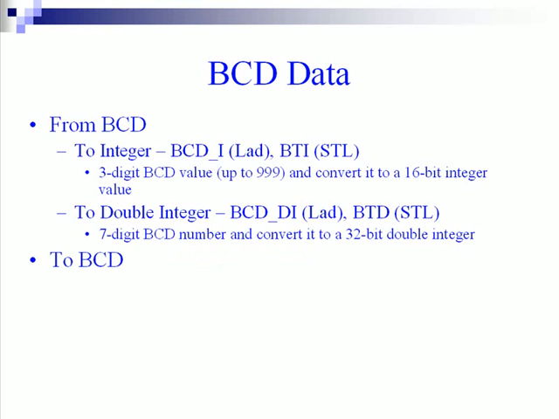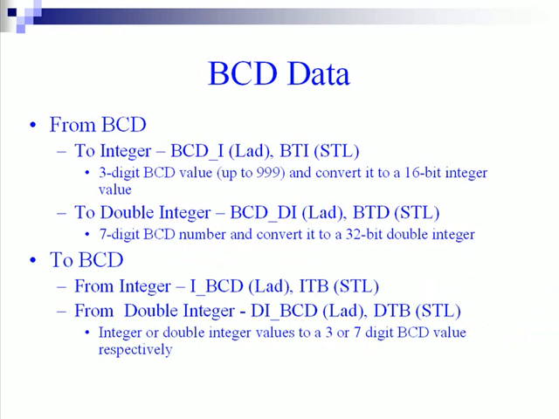There are also instructions that perform the opposite function. The IBCD and DIBCD will convert integer or double integer values into a 3 or 7-digit BCD value respectively.